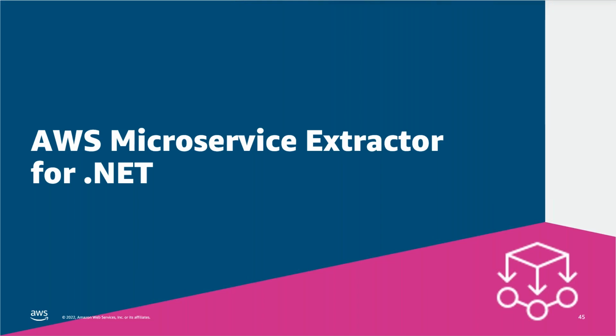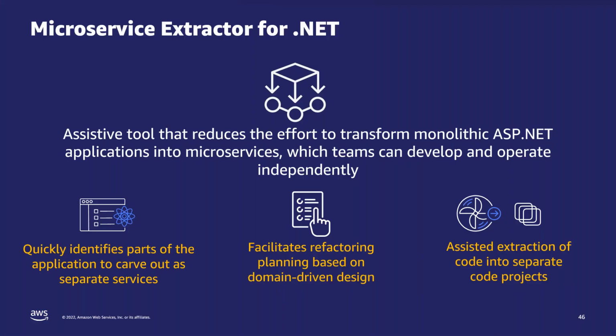The goal of this tool is to assist developers with the process of extracting functionality from monolithic applications into microservices and updating the remaining monolith to use them. So the Microservice Extractor is part of a suite of what we call assistive tools here at AWS, and we're going to see another assistive tool, the Porting Assistant, later in the session. The Microservice Extractor helps reduce the effort to transform ASP.NET monoliths, so the teams can iterate on that refactoring process and realize the benefits more quickly.